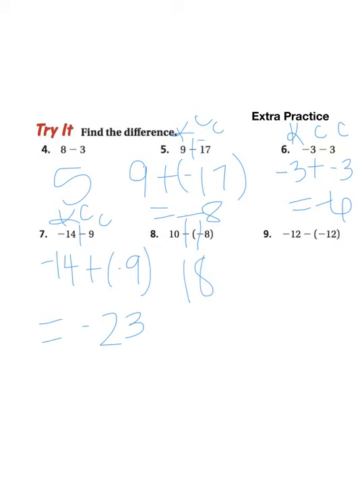On number 9, we have -12 minus -12. We know that we keep, change. So we keep the -12, change the minus to plus, and change the -12 to 12. These are opposites, so we know they go together and make 0. Now we are going to start with number 4 on page 28 in your workbook.